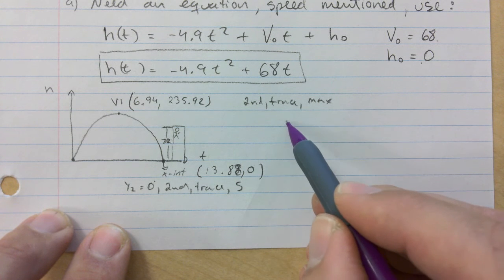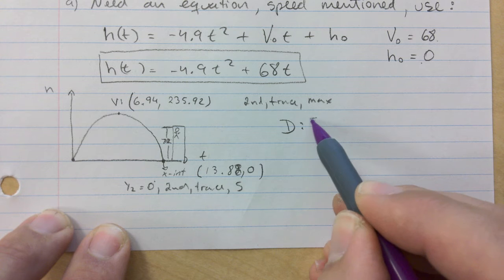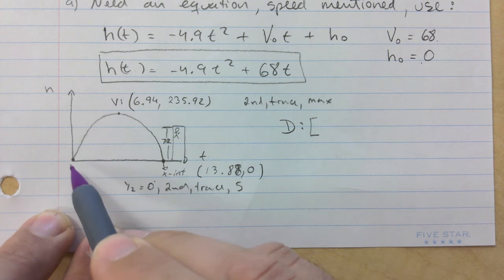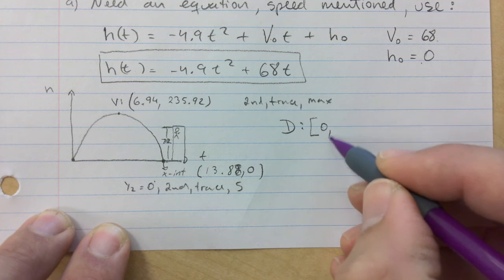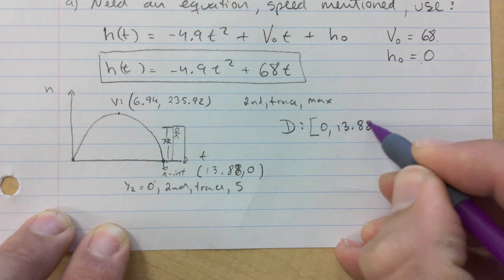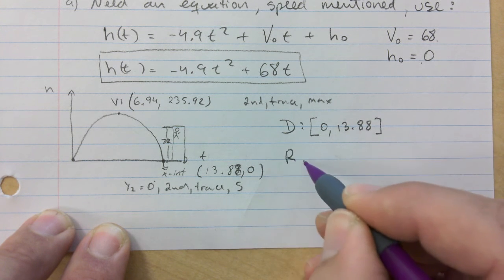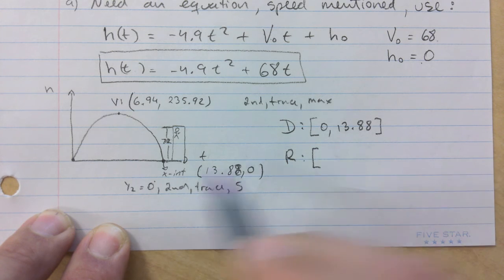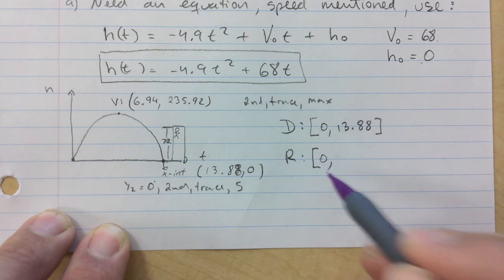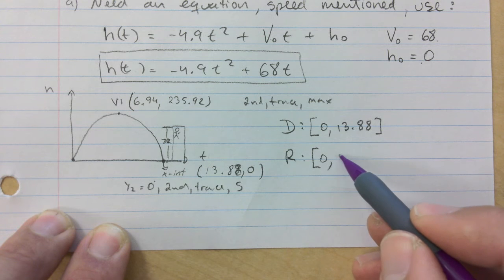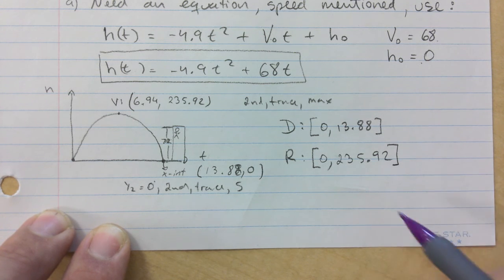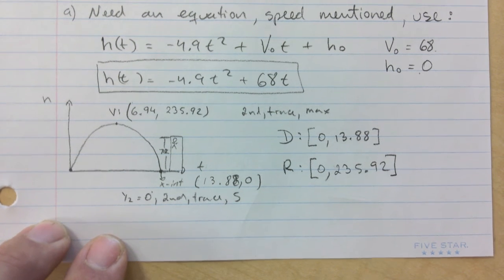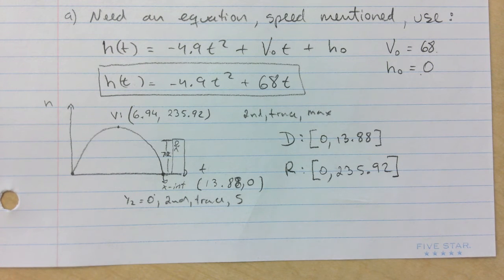So now I can finally take care of the domain and range. My domain goes from 0 to the x-intercept, which is 13.88. My range is, 0 is included, to the top, which is 235.92. And there it is. You've now finally answered the domain and range.